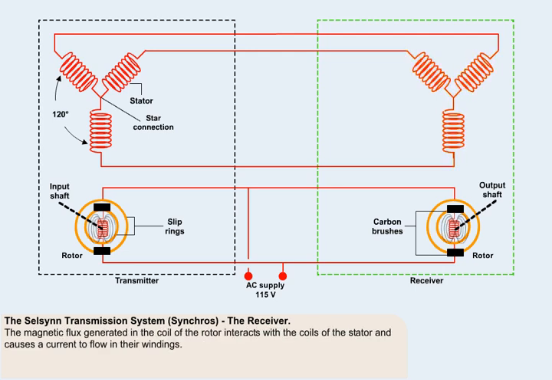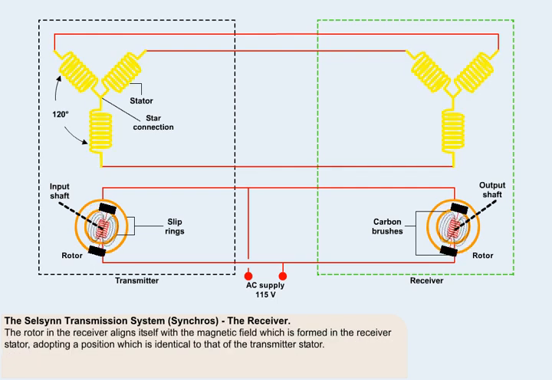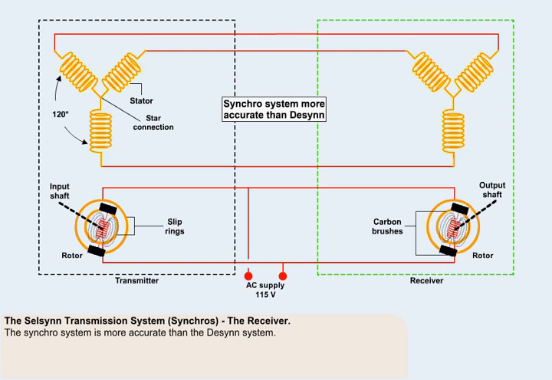The magnetic flux generated in the coil of the rotor interacts with the cores of the stator and causes a current to flow in their windings. Because the stator coils of the transmitter and receiver are in series with each other, the stator coils of the receiver now have a magnetic field around them which is identical to that around the stator coils in the transmitter. The rotor in the receiver aligns itself with the magnetic field which is formed in the receiver stator, adopting a position which is identical to that of the transmitter stator. The synchro system is more accurate than the desin system.